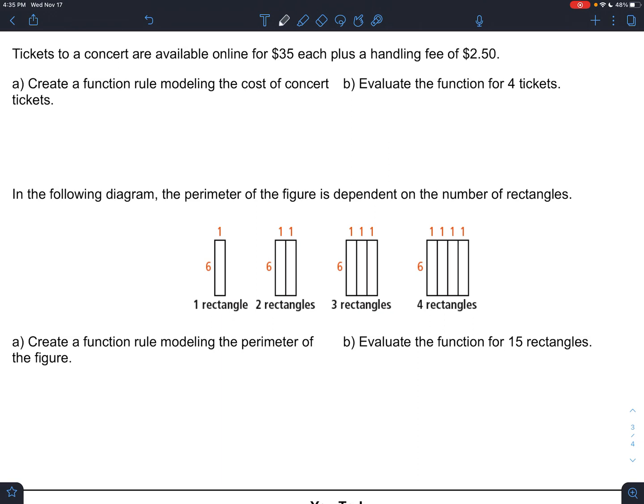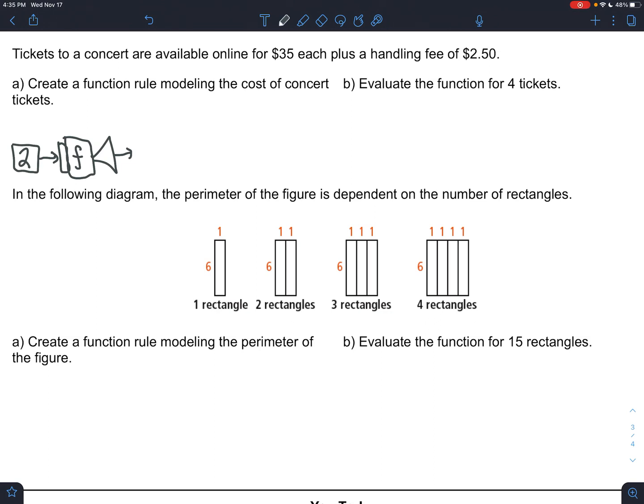Well, let me ask you this. If you buy 2 tickets, thinking of this as kind of like a machine, if we give it, so this is F. If I say to you, hey, I want to buy 2 tickets, we need to have a function that tells us how much it's going to cost.